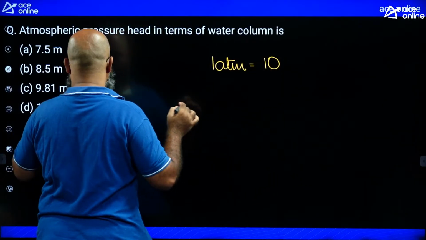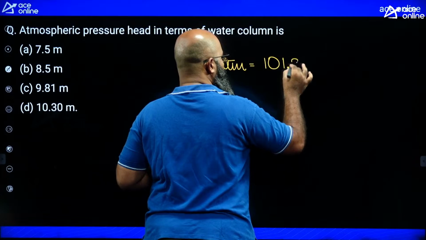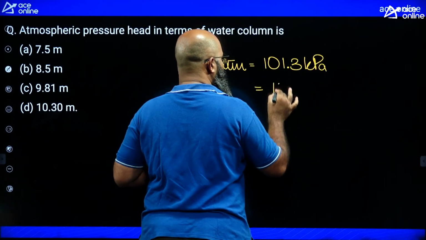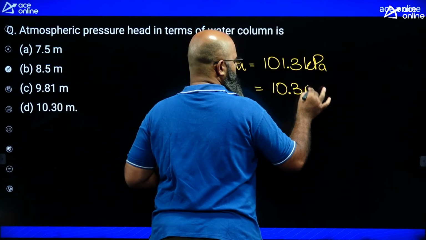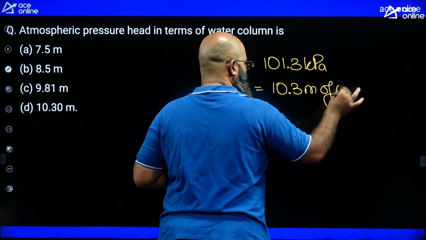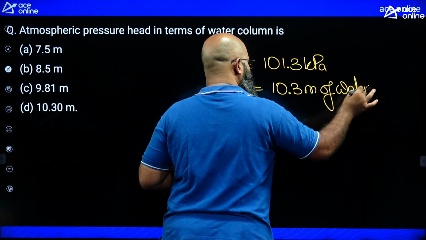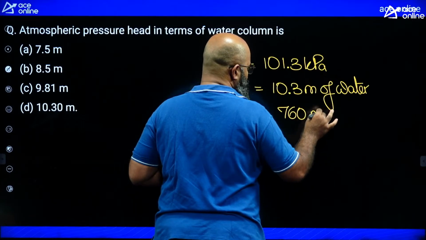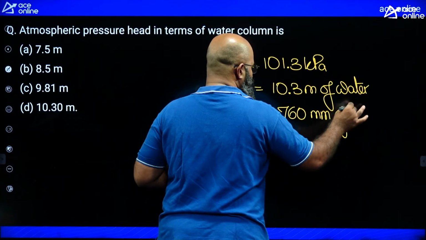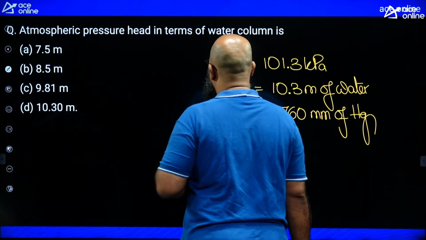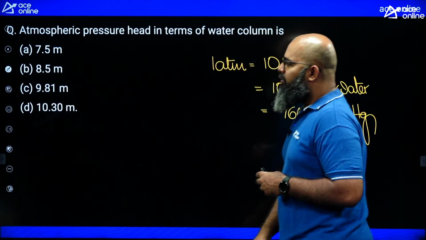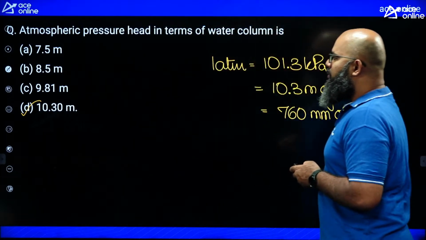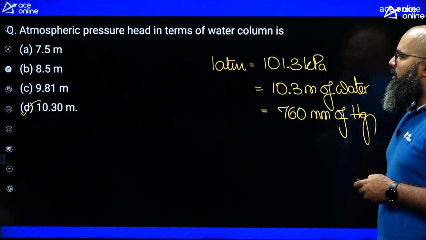It is equal to 101.3 kilopascal. It is approximately equal to 10.3 meter of water. Also approximately 760 mm of mercury. All these are very standard values you are supposed to remember. Now since he has asked in terms of water column, the correct answer over here is option D, 10.3 meter of water column.